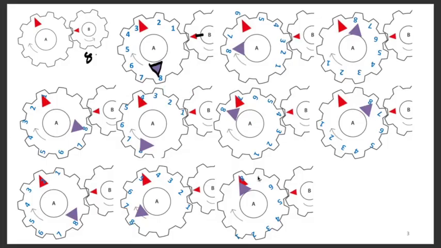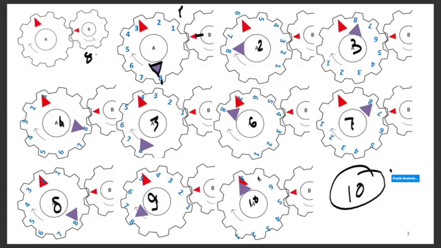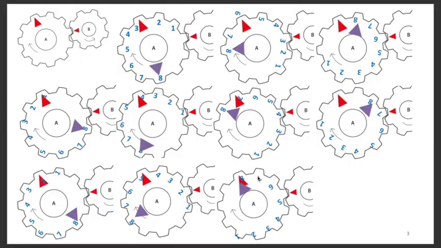So after one rotation, because B has 8 spokes, it comes down here, which means this is the spoke which will fit here in the position of the red arrow. This is the first rotation, second, third, fourth, fifth, sixth, seventh, eighth, ninth, and 10. So after 10 complete rotations, both the red arrows will face each other. Okay. We'll now move to the next one.